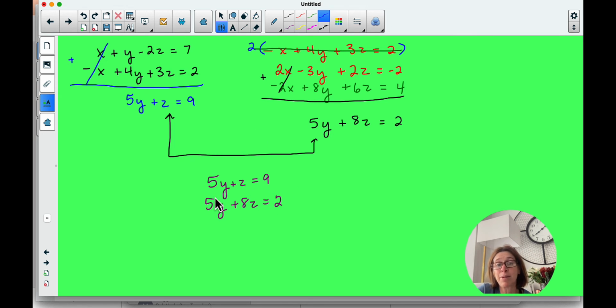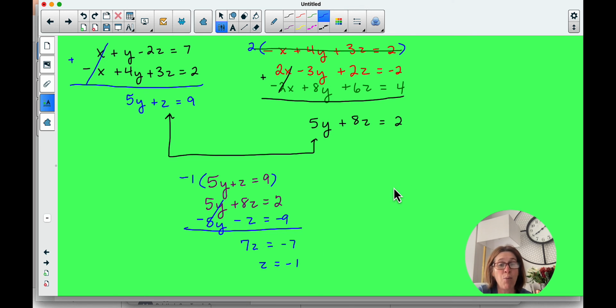And I'm going to eliminate y, so I'm going to multiply the top equation by a negative 1, giving me negative 5y minus z equals negative 9. All right, so we're going to add these equations together, and we're going to get 7z equals negative 7, so z equals negative 1.